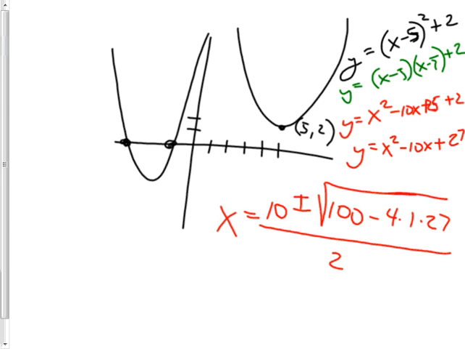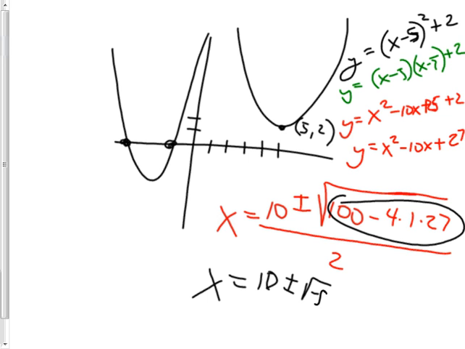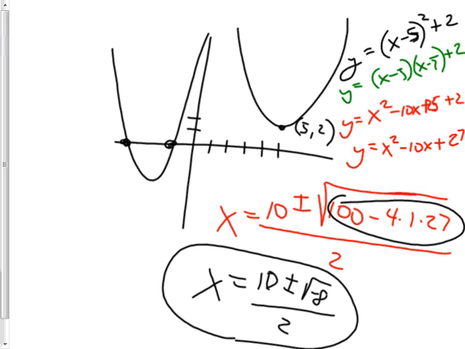Okay, so then this part right here, 4 times 27, 4 times 20 is 80. 4 times 7 is 28. 80 and 28 makes 108. See what I did there? 100 minus 108 means negative 8. X equals 100. No, no, 10. Sorry. 10 plus and minus square root of negative 8 all over 2. Classic wrong answer. Because it's so right, and yet it's just not done yet.